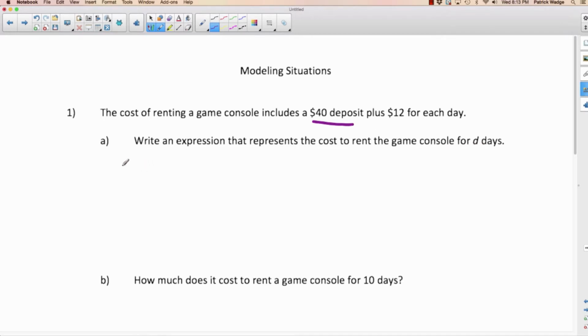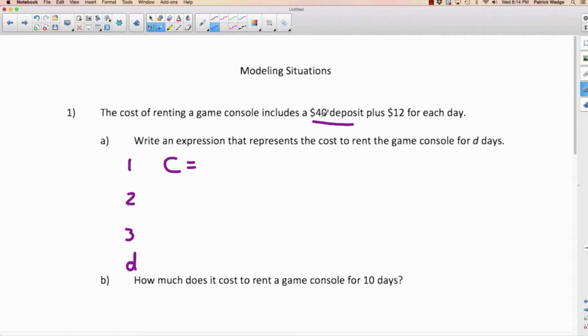Well, that can be hard at first, so let's do it this way. Let's figure out how much it costs to rent it for 1 day, and how much it costs to rent it for 2 days, and how much it costs to rent it for 3 days, and then we'll probably be ready to figure out how much it costs to rent it for D days. Okay, so what's the cost for 1 day? I'll put C for cost.